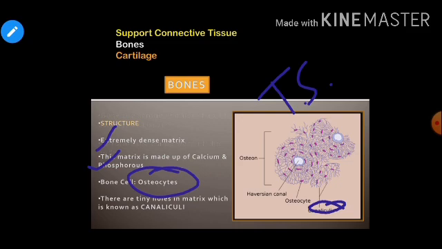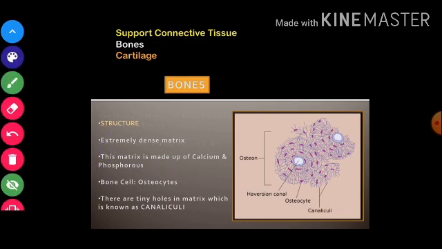So now let us talk about the next supportive connective tissue. So now that is cartilage. Now children, we will talk about the next important connective tissue, which is cartilage.